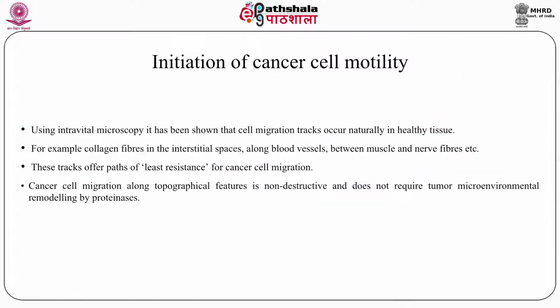Using intravital microscopy, it has been shown that cell migration tracks occur naturally in healthy tissues. For example, collagen fibers in the interstitial spaces along blood vessels, between muscle and nerve fibers, etc. These tracks offer paths of least resistance for cancer cell migration. Cancer cell migration along topographical features is non-destructive and does not require tumor microenvironmental remodeling by proteinases.